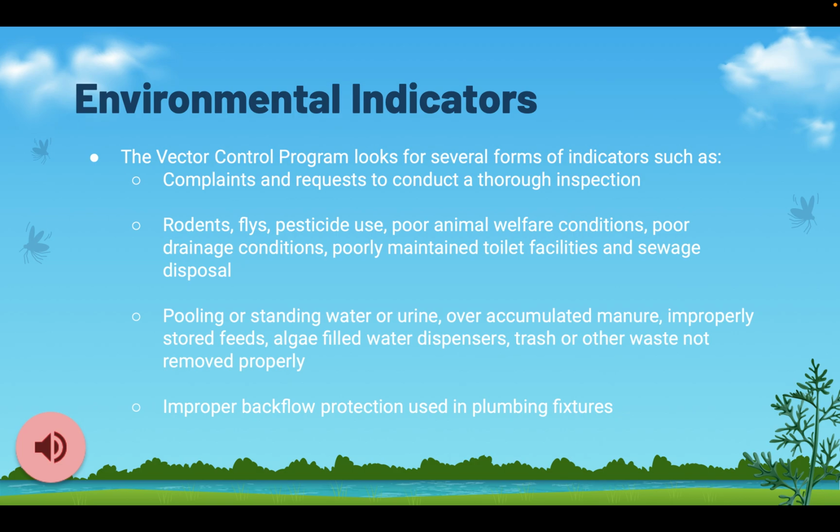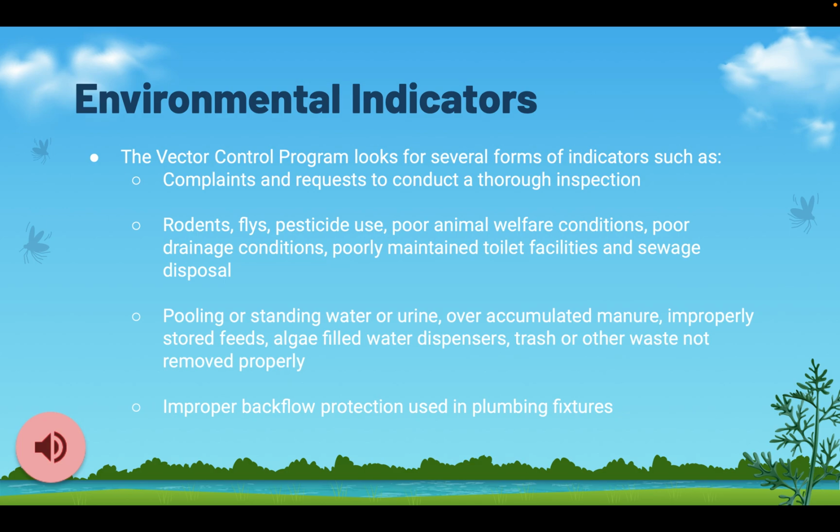Any poor animal welfare, poor drainage, or poor sewage conditions, recognizing how all these are kind of connected together, especially in regards to the environment and the community, allows the program to be able to assess if there's any possible vectors that could be coming from these poor conditions.